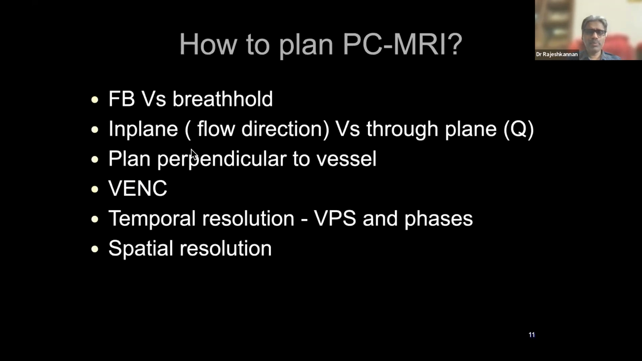When we are doing a through-plane, we have to make sure that we plan perpendicular to the long axis of the vessel, and we have to use the correct Venc, otherwise it will produce aliasing. Also, we have to use the correct temporal resolution by adjusting the views per segment and the number of phases. And you have to use a good spatial resolution in order to minimize any overlap artifacts.